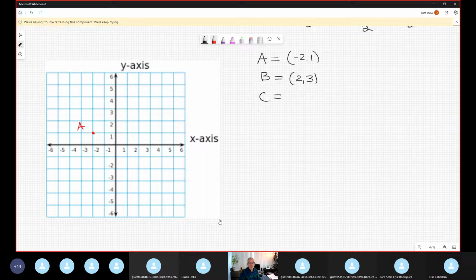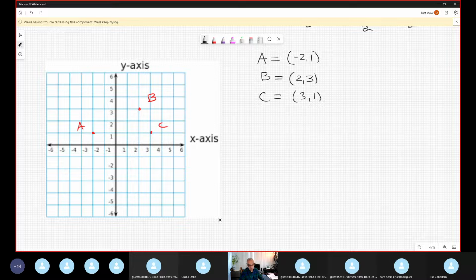That's in the first quadrant, I guess. 2, comma 3. Here. This is B. And C is the point 3, comma 1. Let me plot that. 3, comma 1 is here. This is the point C. Okay, I plotted that.